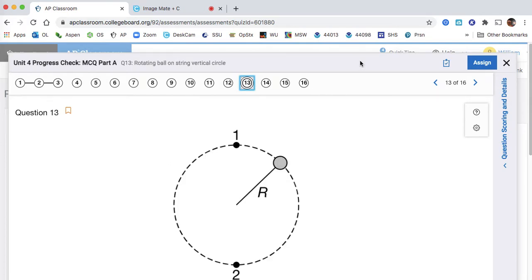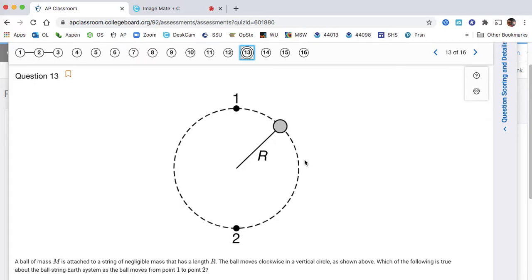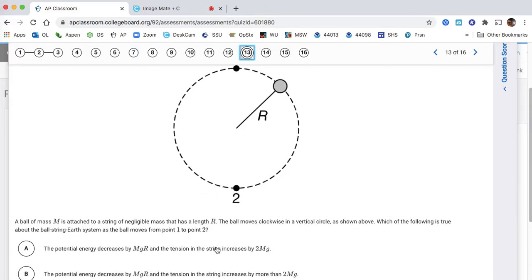The next question is a ball of mass m rotating on a string, and it moves clockwise in a vertical circle as shown above. So it's going this way, clockwise. Which of the following is true about the ball-string-Earth system? Okay, so we've got a ball, we've got the string, we've got the Earth, as it moves from point 1 to point 2.